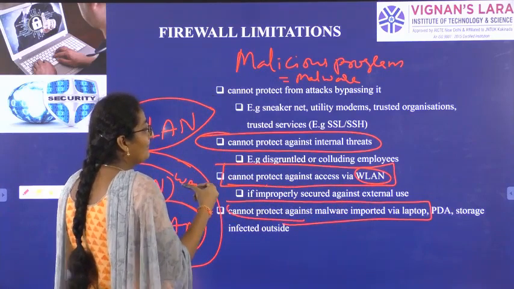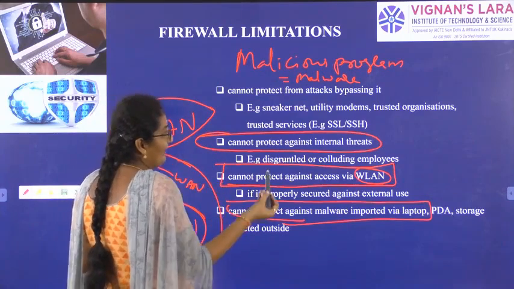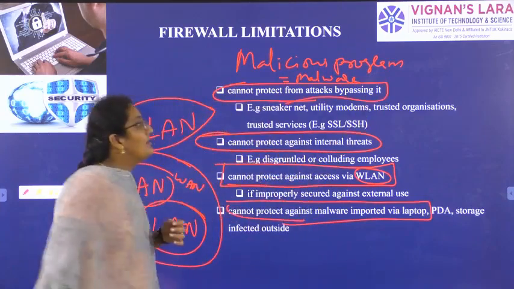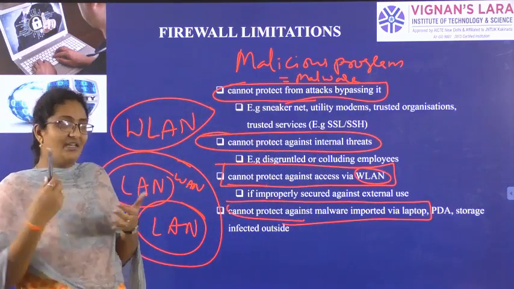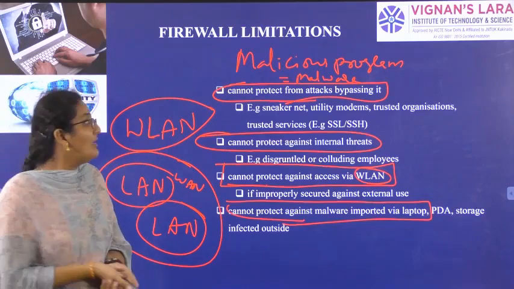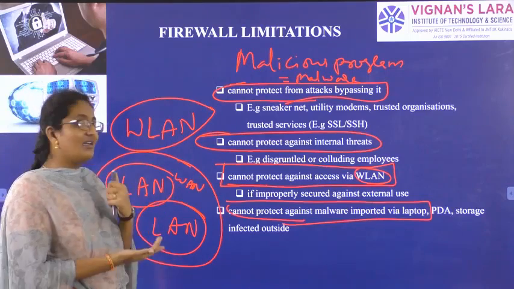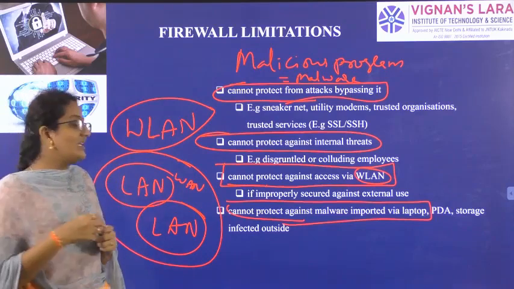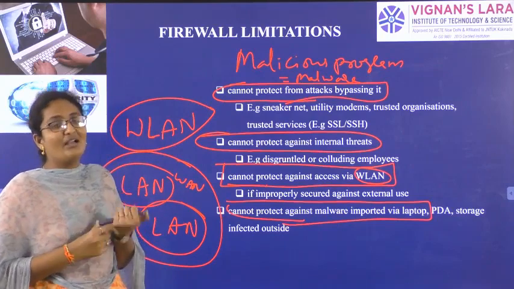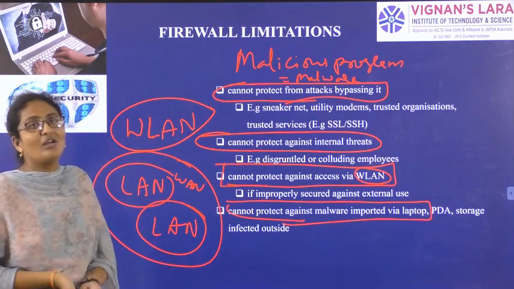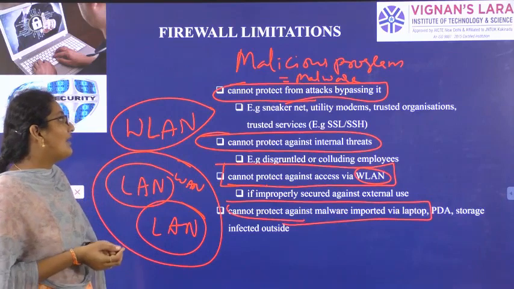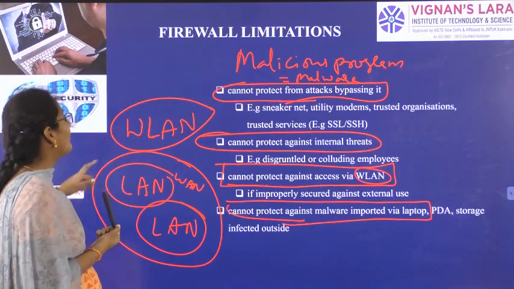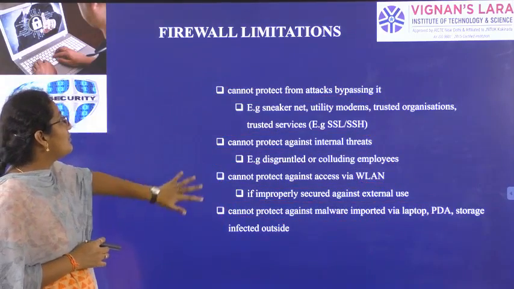If you have internal employees, or internal threats, the firewall cannot do anything. And it cannot protect against attacks bypassing it. So in any organizations or institutions, we have the concept of a firewall. But if there is any chance of internal threat, then the firewall cannot help. And if you are in a wide local area network, then the firewall cannot help. And ultimately, if you are accessing some malware through your laptops, the firewall cannot help. And finally, if there is any attack that can bypass the firewall, then also the firewall cannot do anything. So these are the limitations of firewalls.